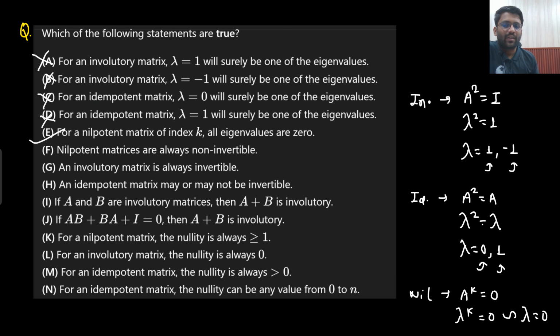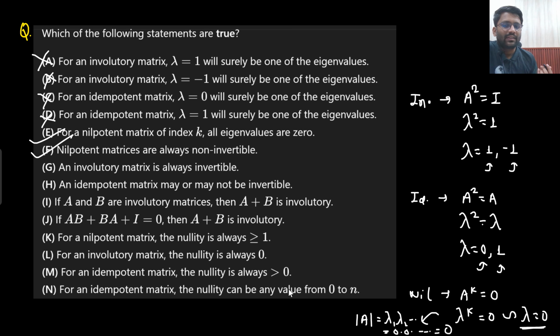Now, a nilpotent matrix is always non-invertible. 101% we are sure. Because if all the eigenvalues are 0, what does that mean? The determinant will simply be the multiplication of all the eigenvalues. 0 multiplied with 0 multiplied with 0 will always give you 0. So yes, this is also correct.